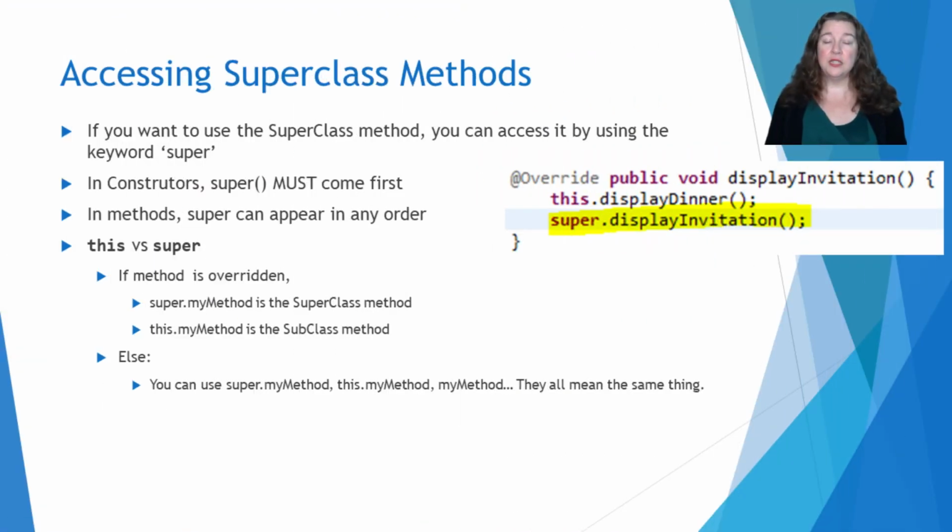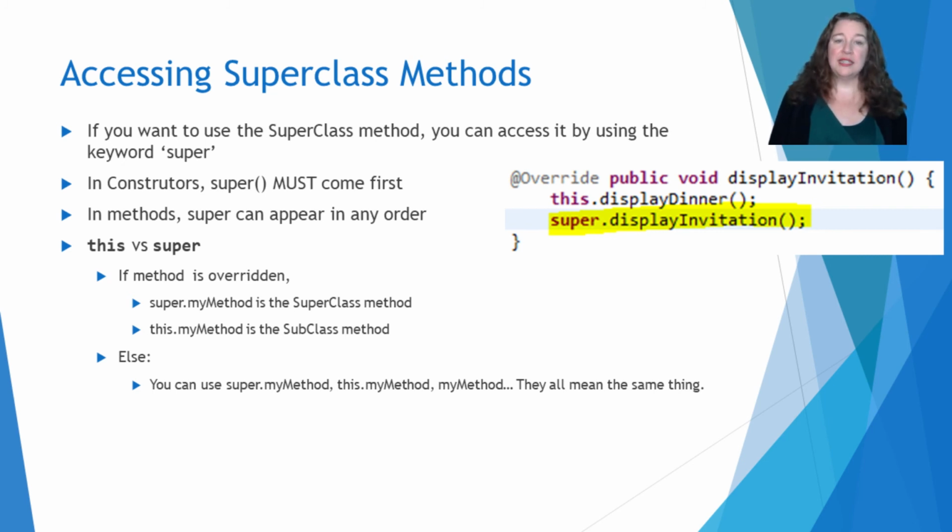Sometimes in inheritance, you want to use your superclass's methods. So if I have a method in my superclass and I want to use it in my subclass, I can do that. In the example of our party, I could make a display dinner as opposed to a display invitation. And the invitation for my dinner party would actually call display dinner and then call the display invitation. So I didn't have to have that code separated out. Again, it's always useful to reuse your code.